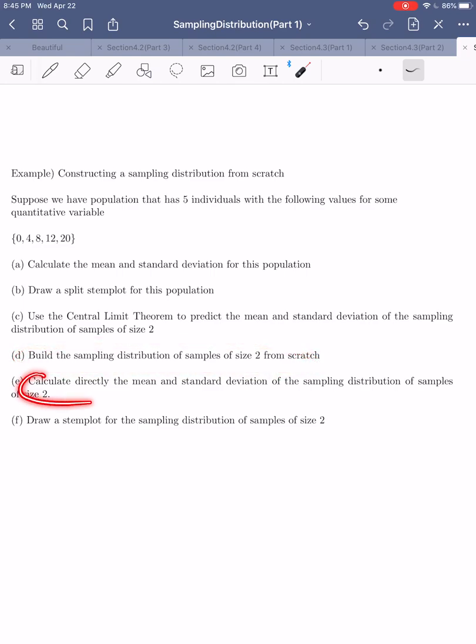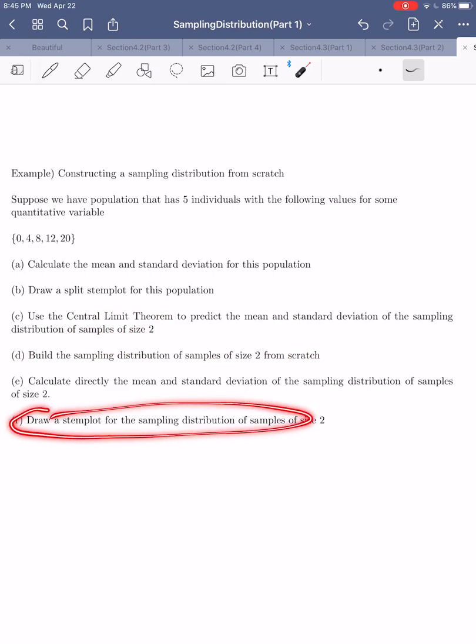Then we will calculate the mean and standard deviation of the sampling distribution that we built in D. Once we've calculated this, we'll compare it to our predictions, and we will see that the central limit theorem told us what we calculate directly, which tells us in the future we can skip this and just use the central limit theorem. And then finally, we'll draw a stem plot for the sampling distribution to actually see that third element. Hopefully it will look more normal. So we've got a lot to do. Let's go ahead and take a look at that. We'll work through these pieces on the next page.